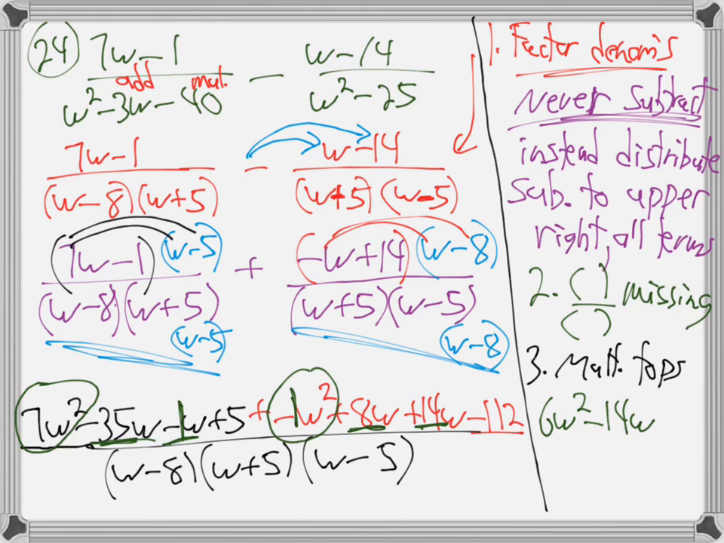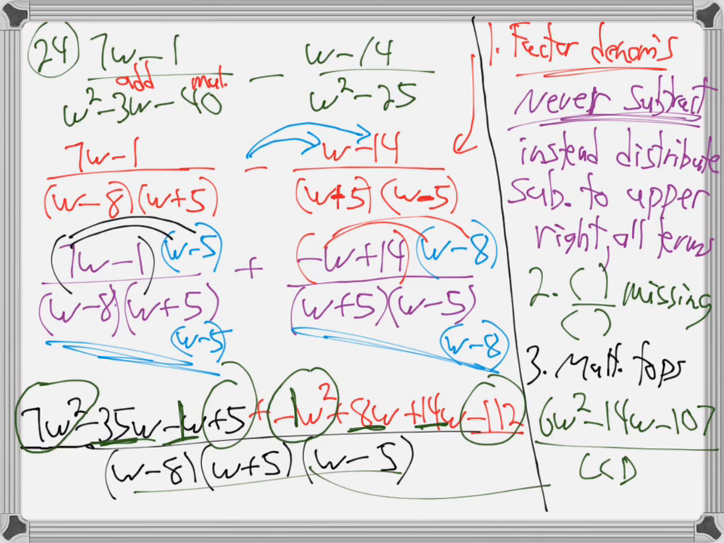Just use your calculator. Add and subtract all those numbers in front of the W's. We're just combining like terms right now. Just go minus 35, minus 1, plus 8, plus 14, equals minus 14. Everybody see that? And then finally, 5 minus 112. Is that minus 107? Yep. Over, I'm just going to write LCD. It's that same stuff. We're done. I'm not going to try to factor that top. No way. We're done. That is the answer.